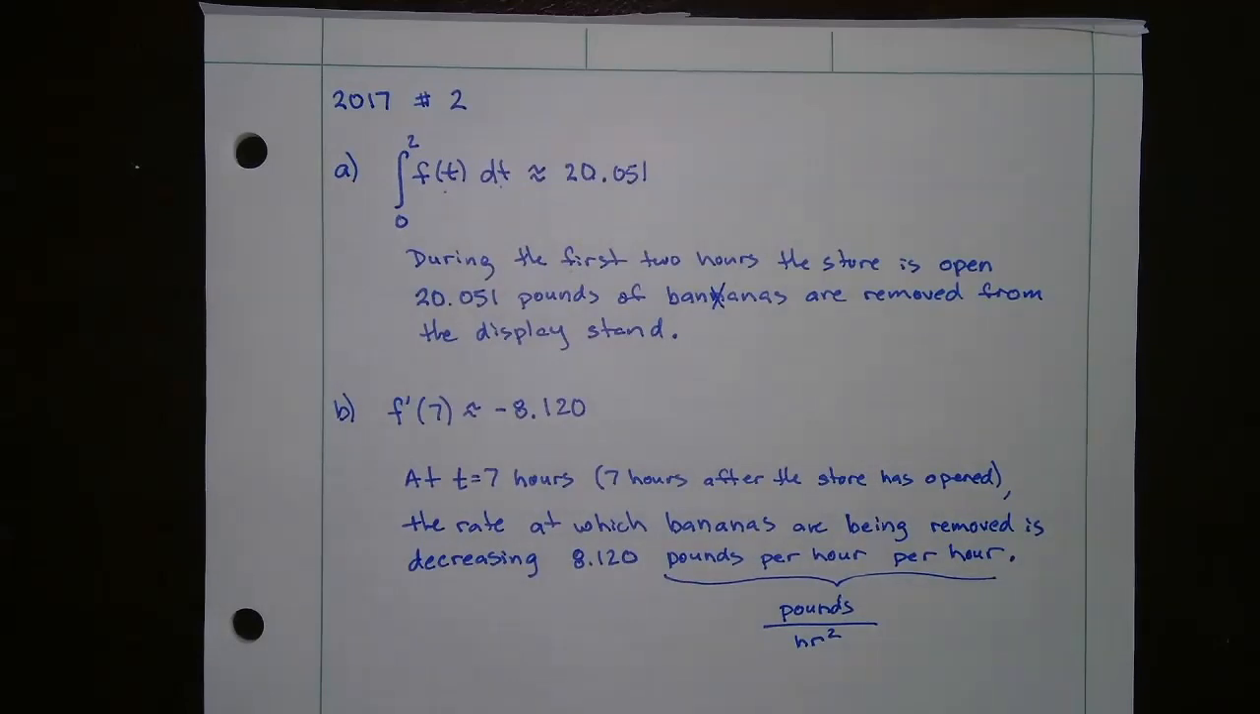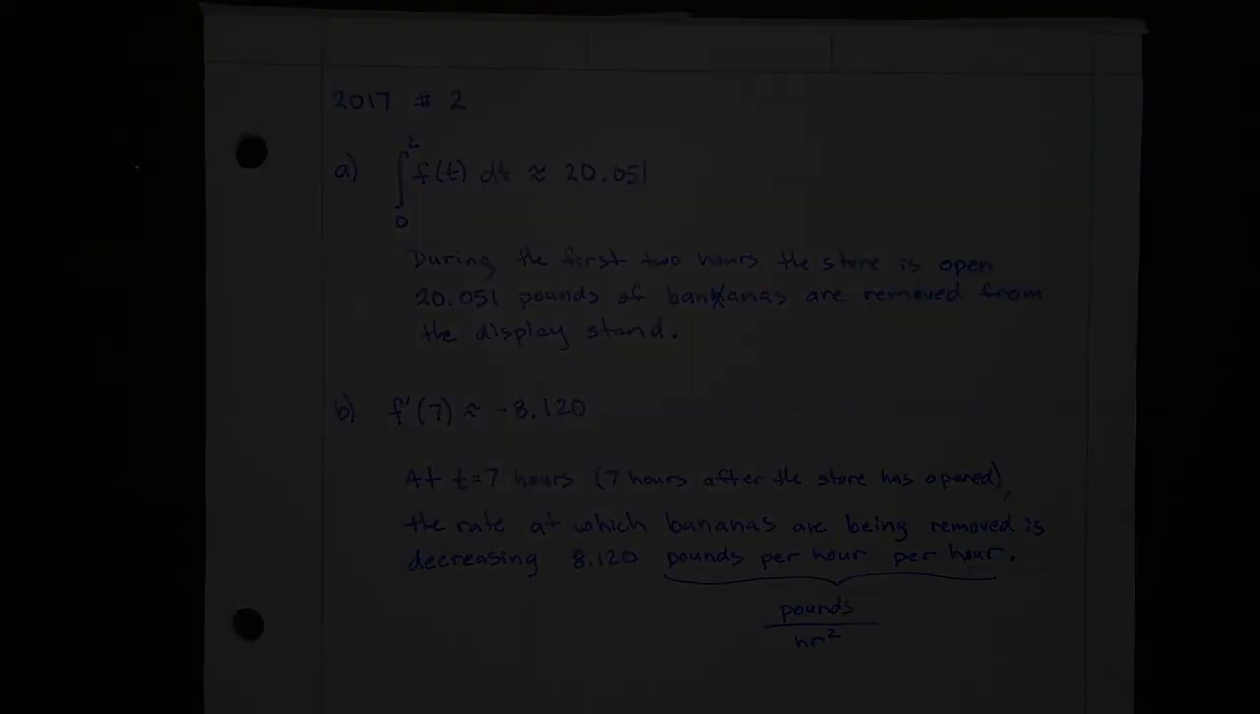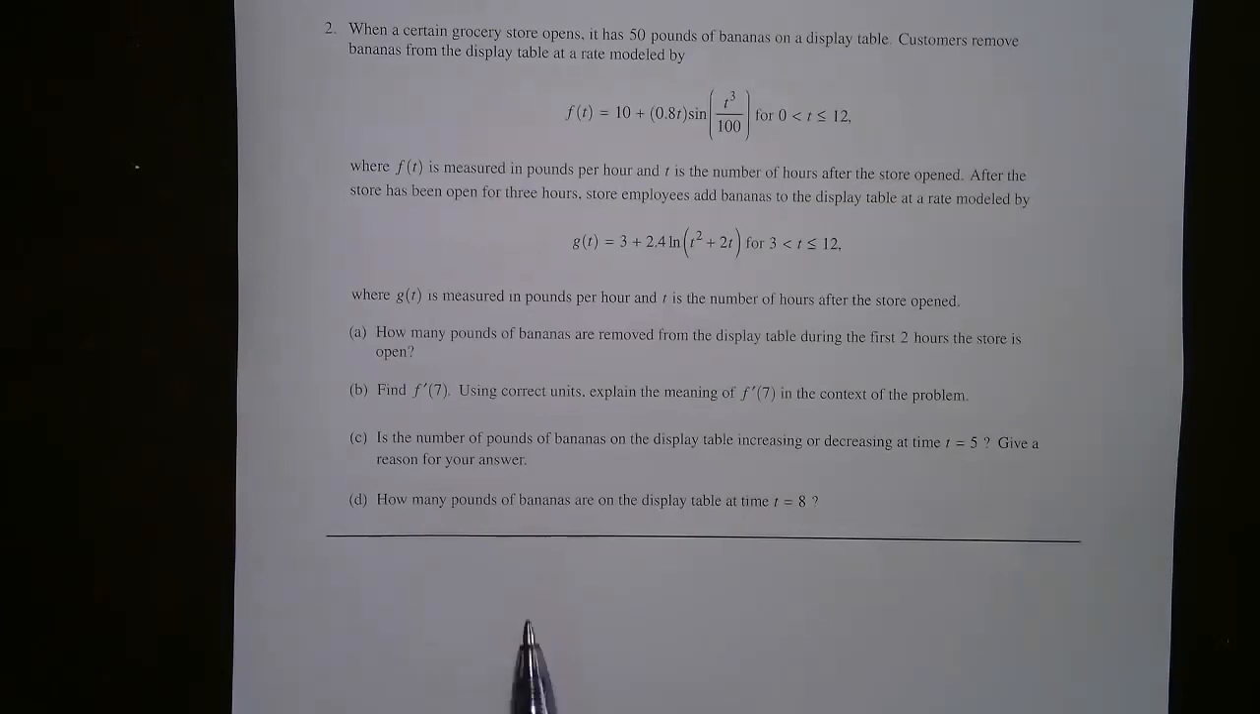And up here, I noticed I spelled banana wrong, it should be only one n right there. All right, so let's go to part C. For part C, is the number of pounds of bananas on the display table increasing or decreasing at time t equals 5? And we need to give a reason for our answer. So now we're not talking about the number of bananas that have been removed or the bananas that have been added, because we have a function that adds it. We want to know the number of pounds of bananas on the display table. Is it increasing or decreasing?